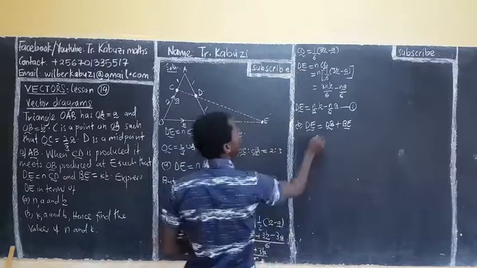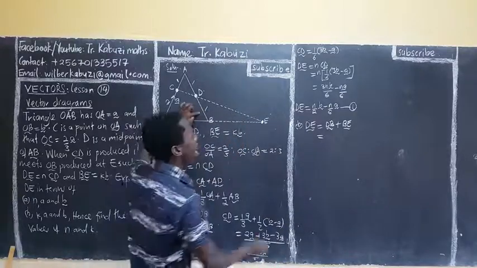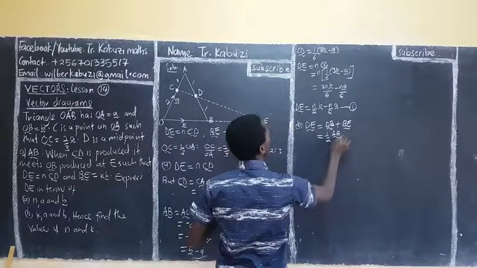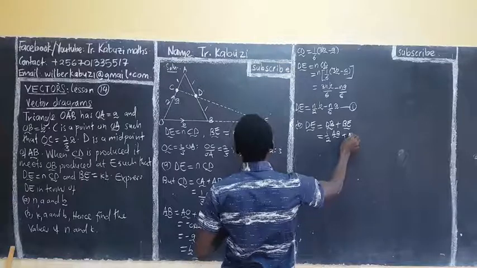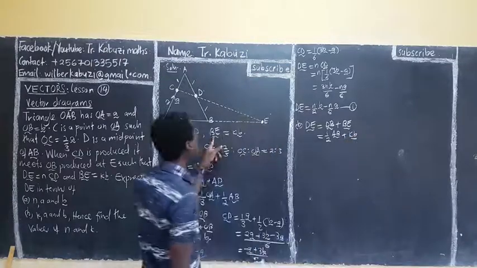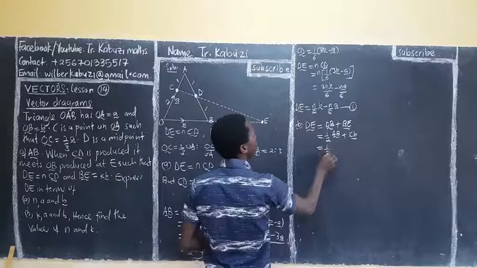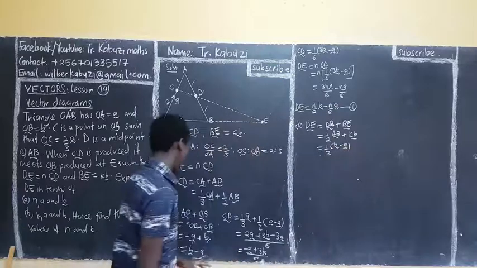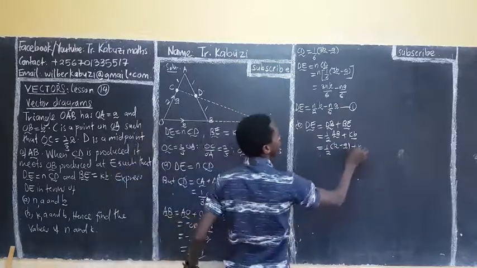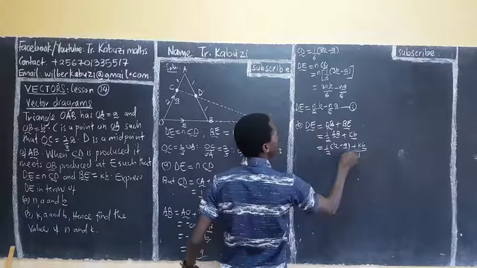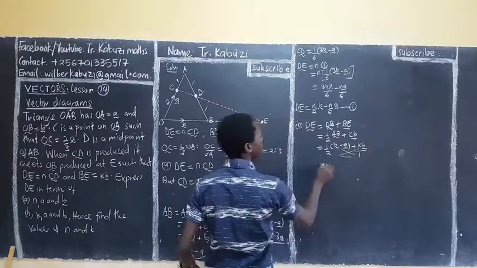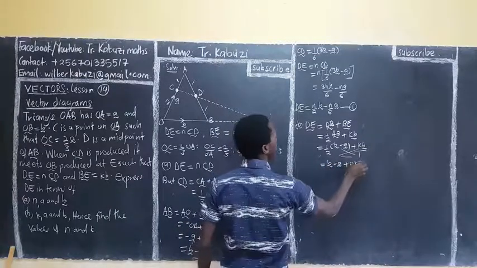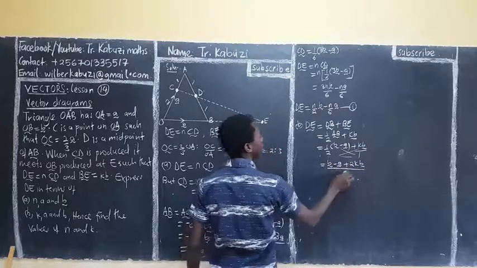But what is my DB? My DB is a half of the vector AB, then plus BE, which is KB from here. So this will be a half into B minus A from here, then plus KB. So I'm going to cross multiply up and down. This will be B minus A plus 2KB, the whole over 2.